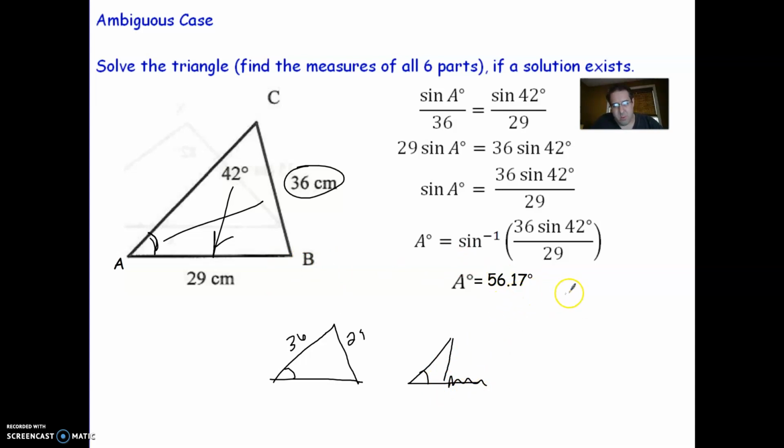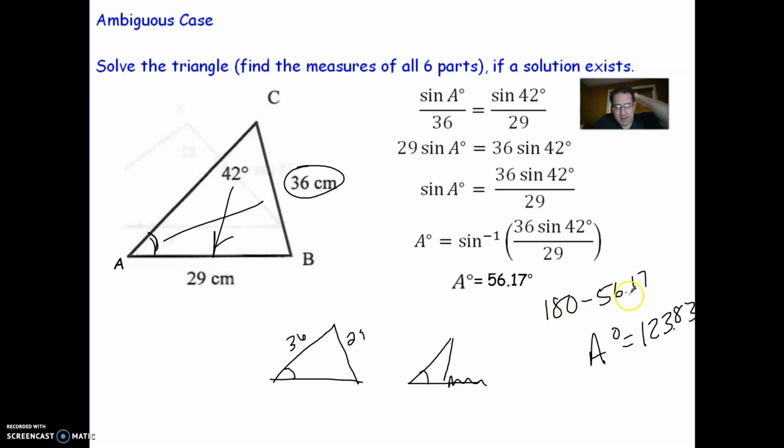So a 56.17-degree angle, as we learned in the quadrants, is the same answer. Sine of this is also equal to sine of its supplement. So 180 minus 56.17 gives us 123.83. So angle A could also be 123.83 degrees. It's possible because 123.83 plus the 42 is still less than 180.